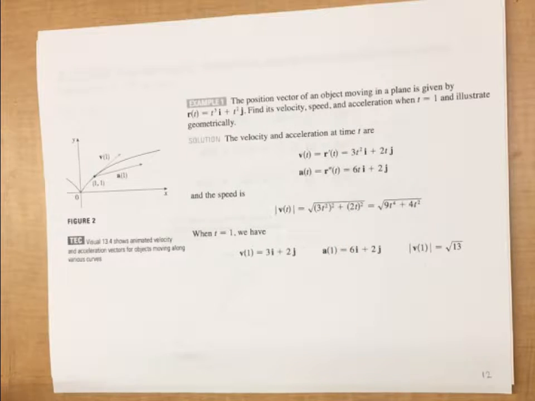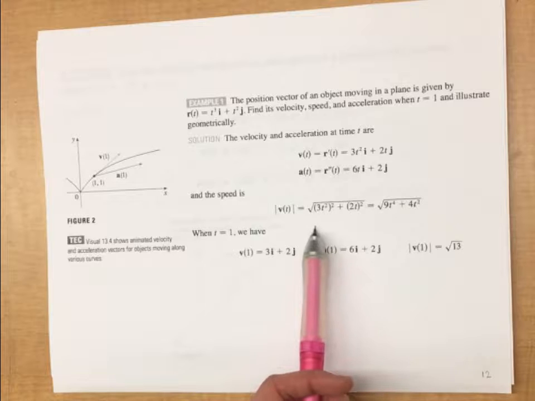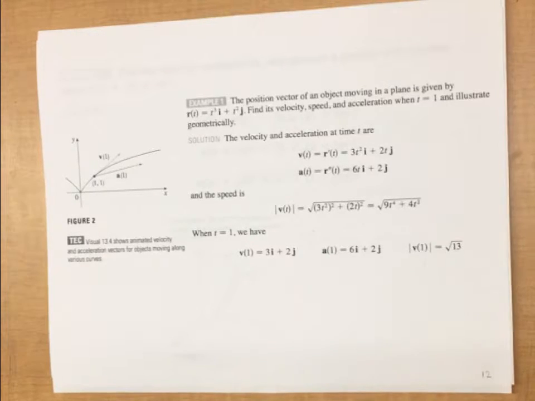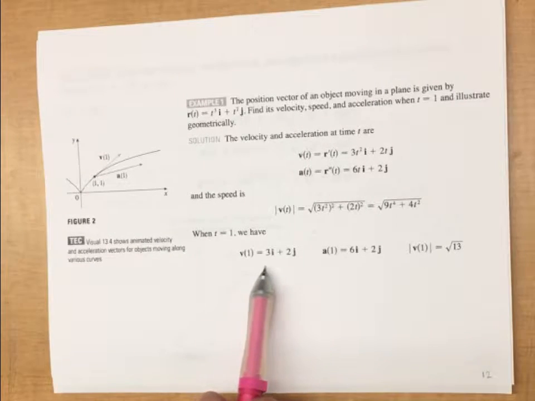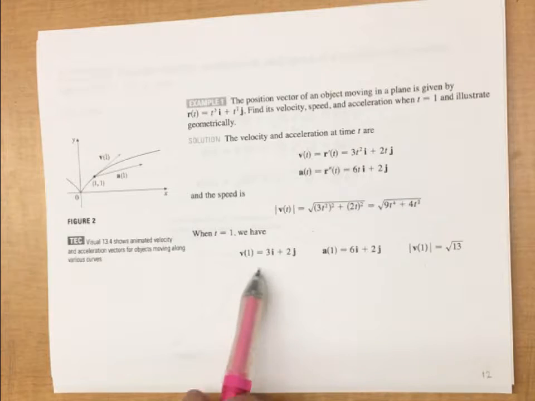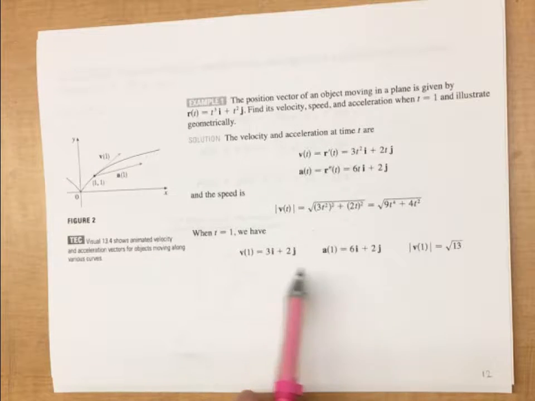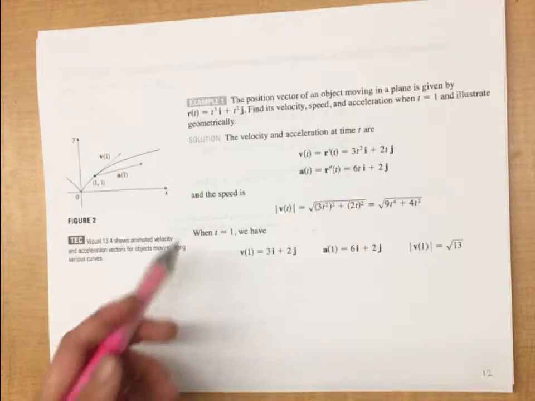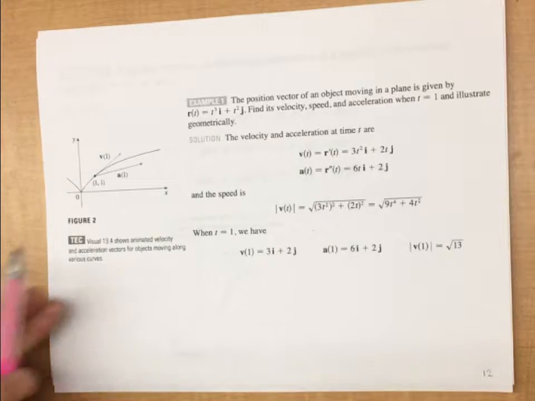And so the speed would be the magnitude of velocity, and so that would be the first prime of r, and so it would be (3t squared plus 2t squared), all under the square root. And then when we have t equals 1, we plug it back in, and then v of 1 is 3i plus 2j, and the acceleration at 1 is 6i plus 2j. And then we see that the speed at 1 is the square root of 13.